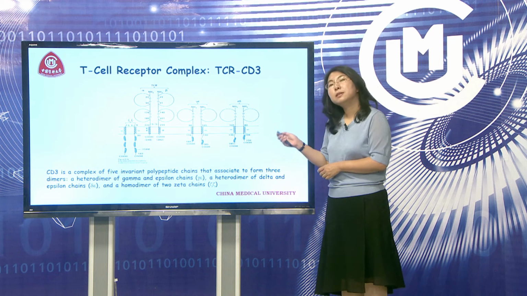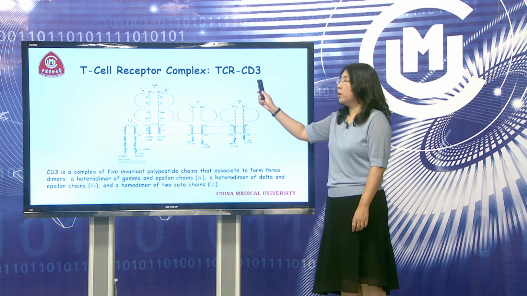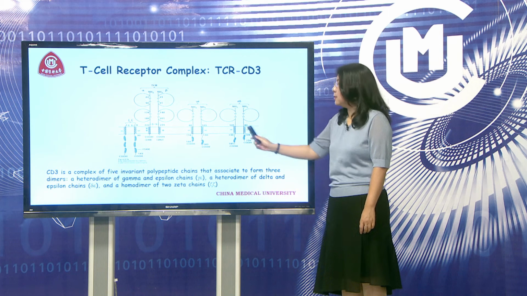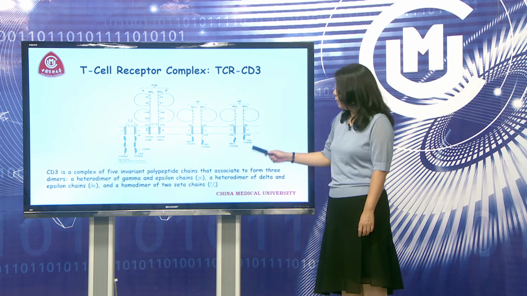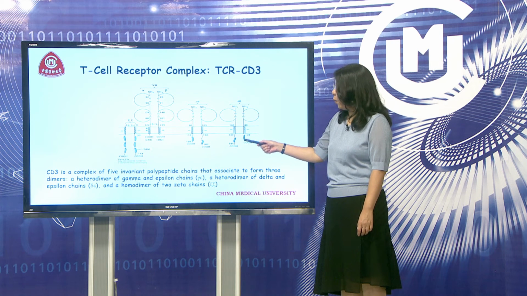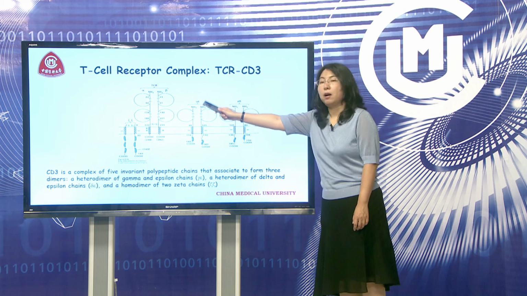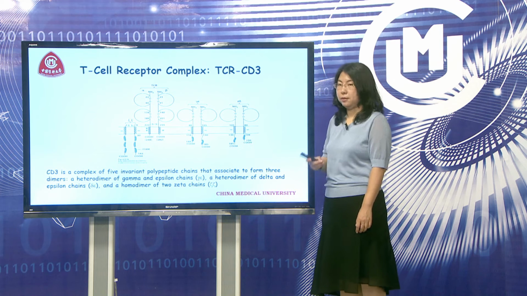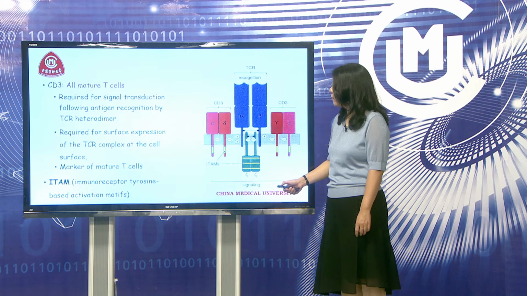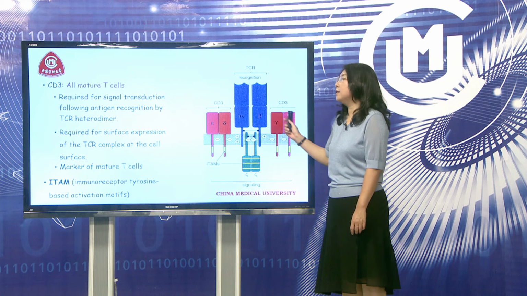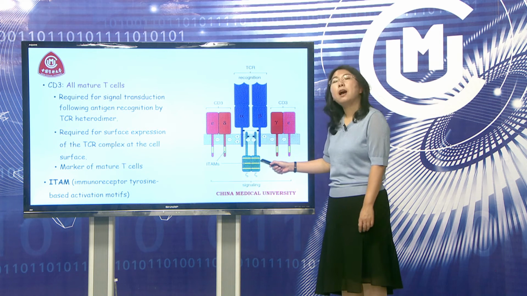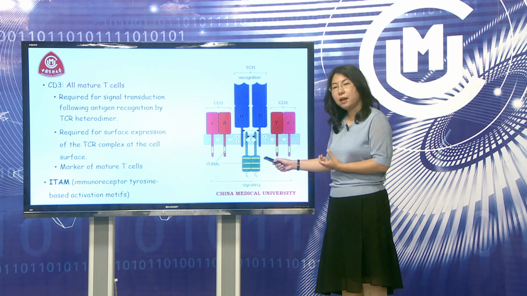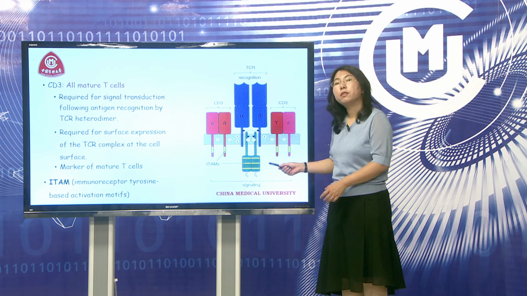So what is it? CD3. This CD3 has 3 dimers and 6 chains to help the TCR transfer the antigen signal. Here, this CD3 has one special structure, and this structure helps the TCR transfer the antigen signal into the cells. So this is the TCR-CD3 complex, and this yellow part is the special structure I just mentioned.